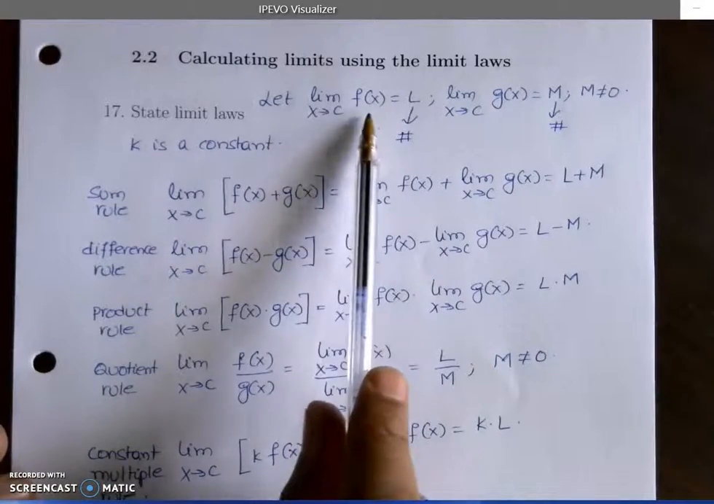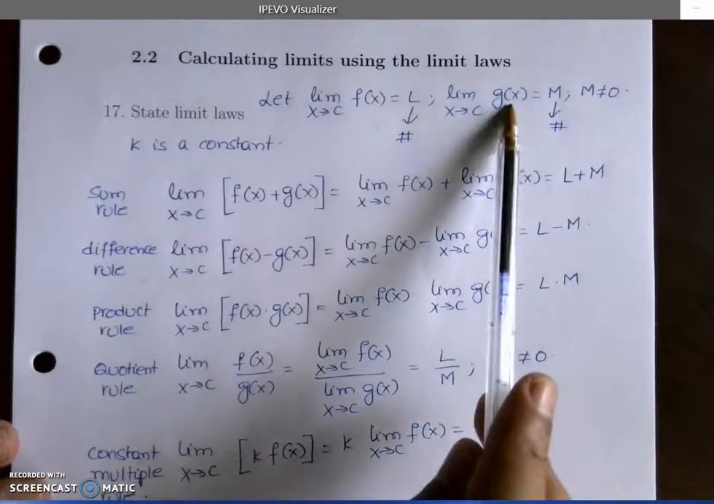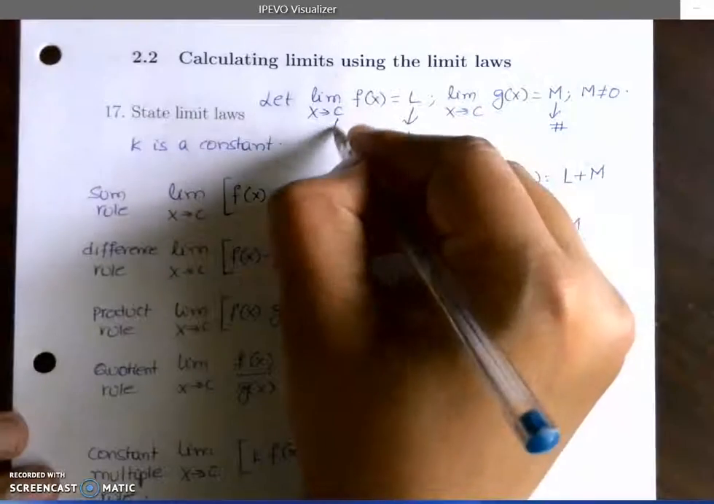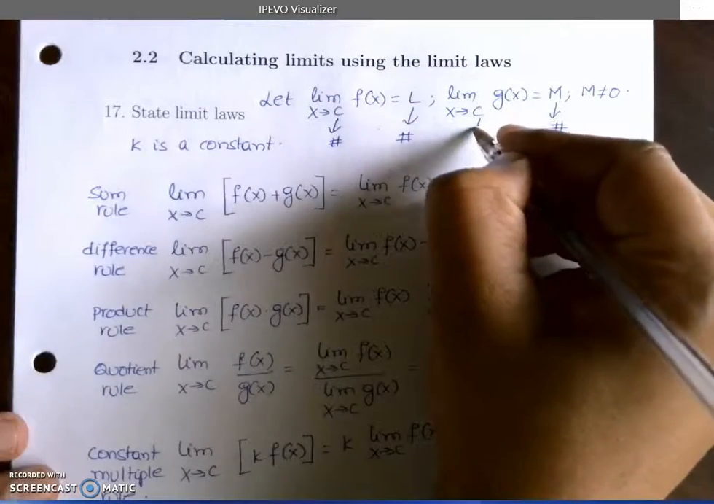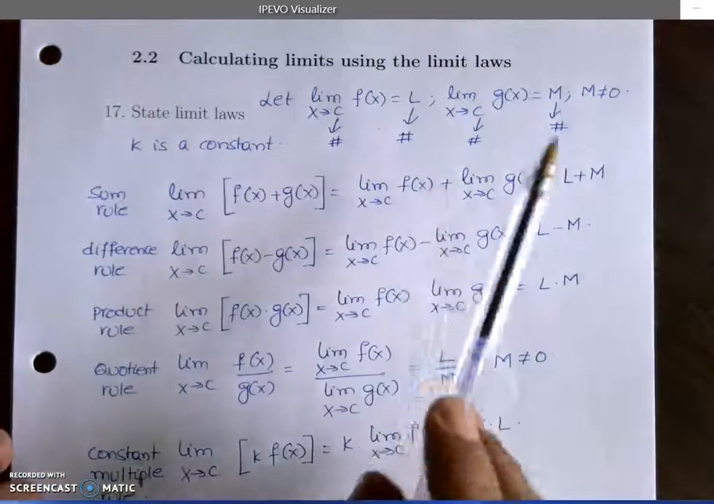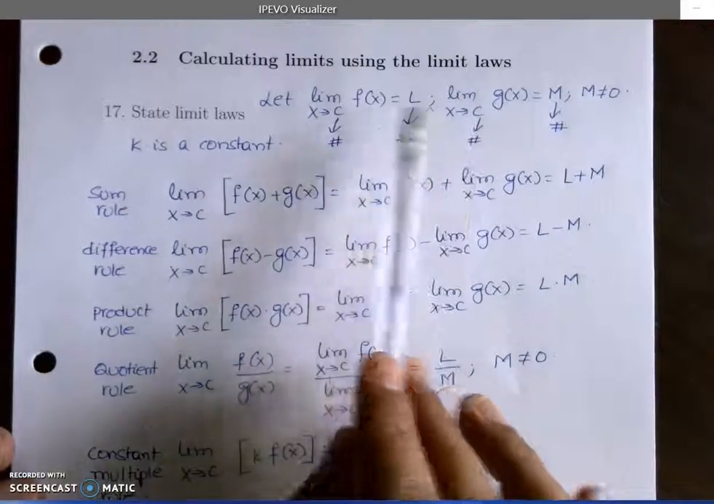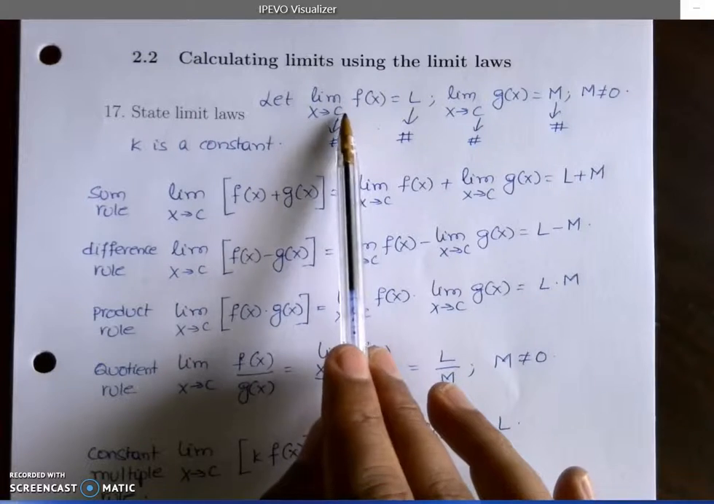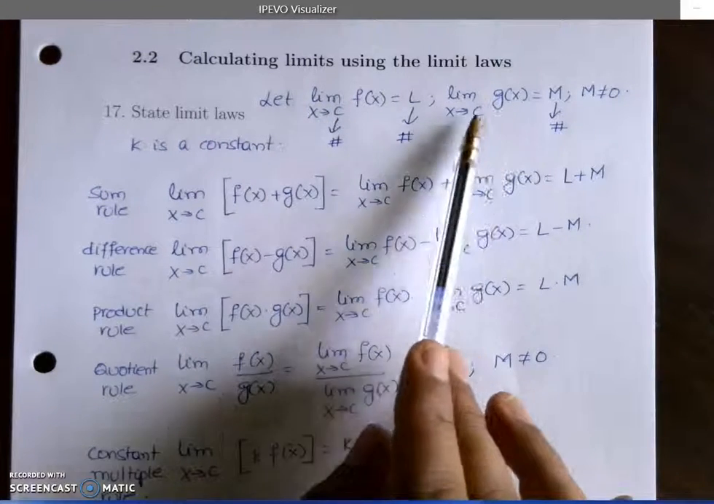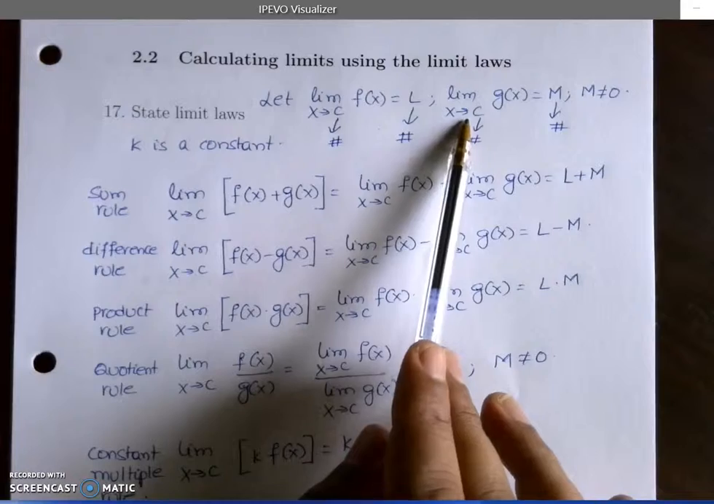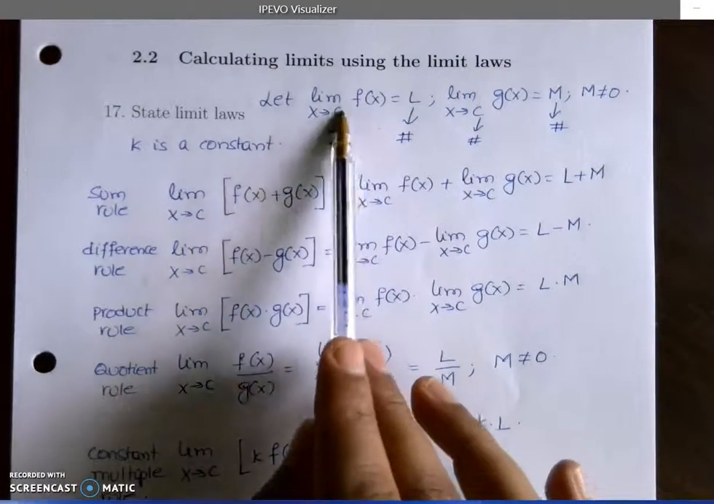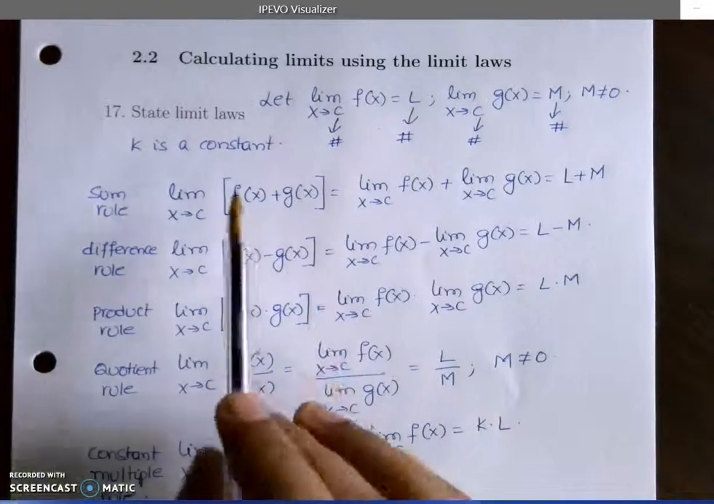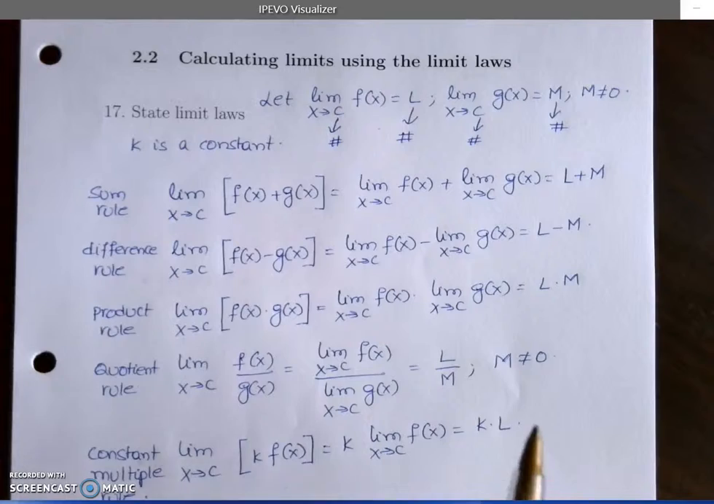So we see that the limit of the function f is L and the limit of the function g is m, and the limit is observed at the number c. Again, c is a number, and both the limits are measured as x approaches c. If the function f is observed as x approaches 1 and g is observed as x approaches 2, then the limit laws will not hold good. These two numbers have to be the same. Now k is any constant. We will see the use of the constant in a few minutes from now.